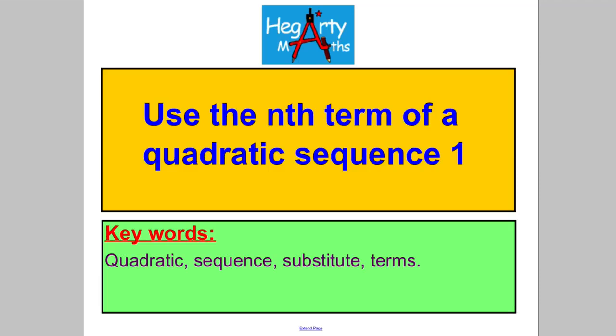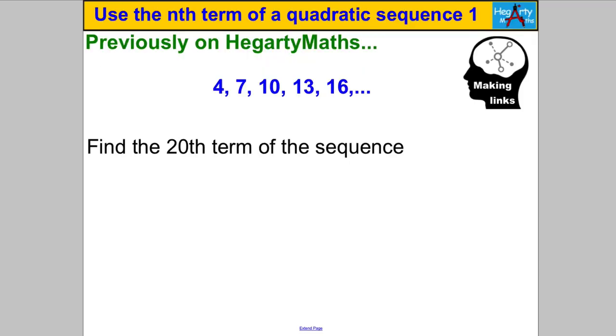It's Mr. Hegarty here. It's our first video on using the nth term of a quadratic sequence. Let's start with something we already know, how to use the nth term of a linear sequence. So here's a question you should be able to answer. Here's a linear sequence. I want you to find the 20th term of that sequence. Pause the video and double check you can do that.